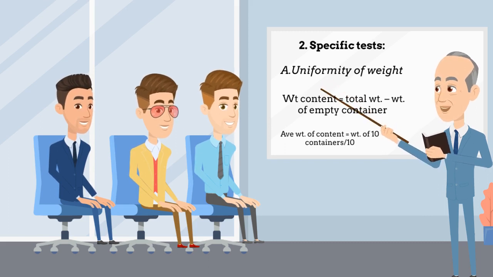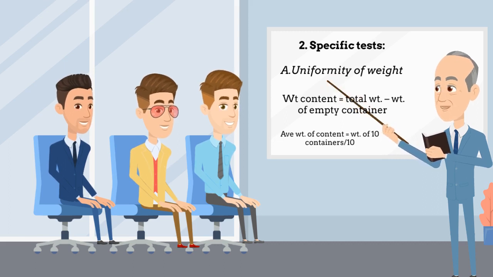Acceptance criteria. 1. Average net content of the 10 containers should not be less than the labeled amount. 2. The net weight of the content of a single container should not be less than 90% of the labeled amount, or not less than 95% of the labeled amount if the labeled amount is between 60 grams and 150 grams.